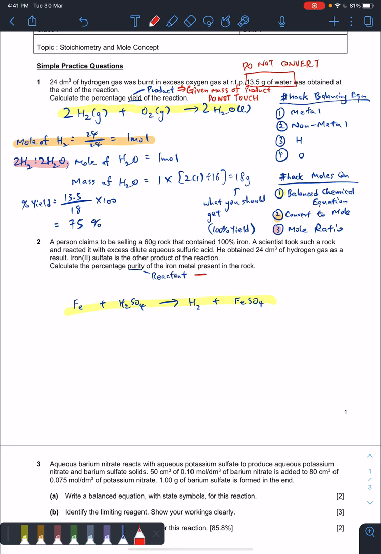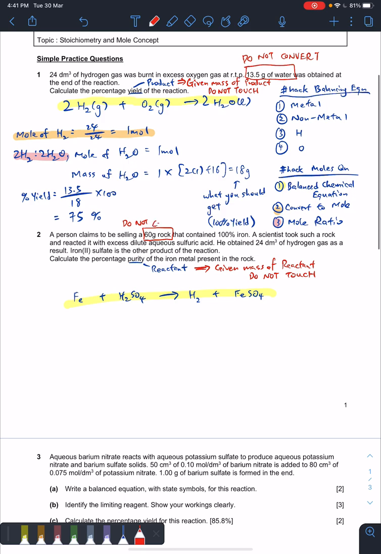Means the wise words: the given mass of reactant, because reactant, do not touch, meaning do not convert. So in this case, the number that we're looking at is this 60 gram, do not convert. And it makes total sense. Why? This person claimed that the rock is 100% iron. It's probably not 100%. That's why we need to calculate. So that means this is actually impure. You don't know what other things are inside. How do you convert?